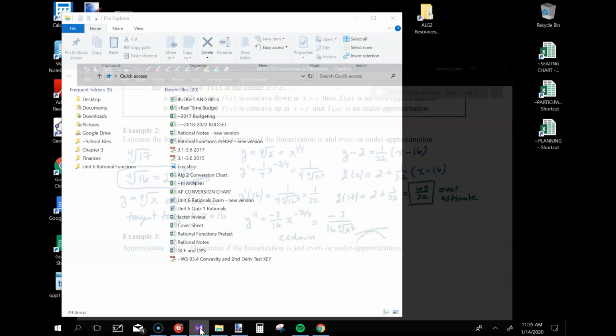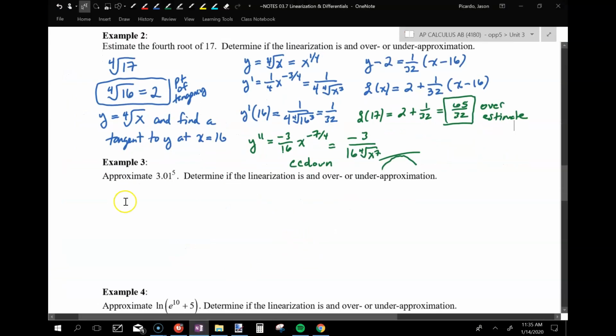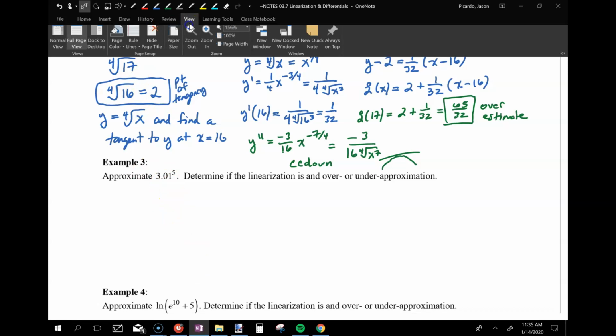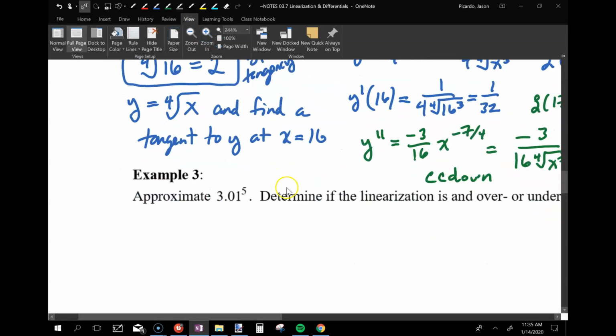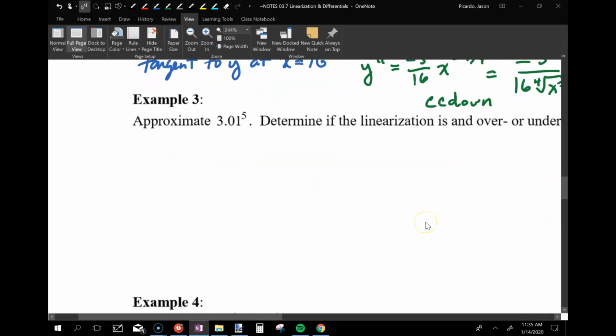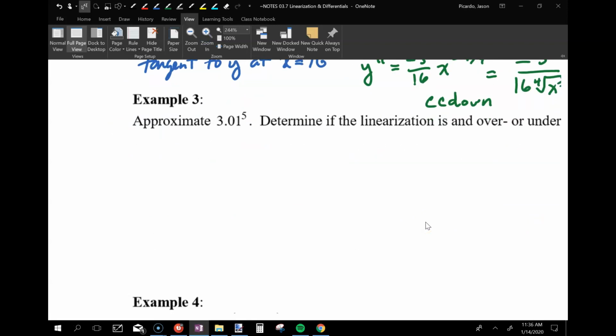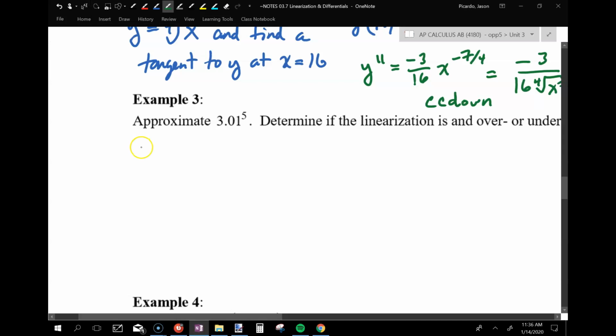We're using some linearization at points. What about this? 3.01 to the 5th. What is this equal to? Well, what's it really close to being equal to? Yeah, so 3.01 to the 5th is about 3 to the 5th, right? Well, do you guys know what 3 to the 5th is?